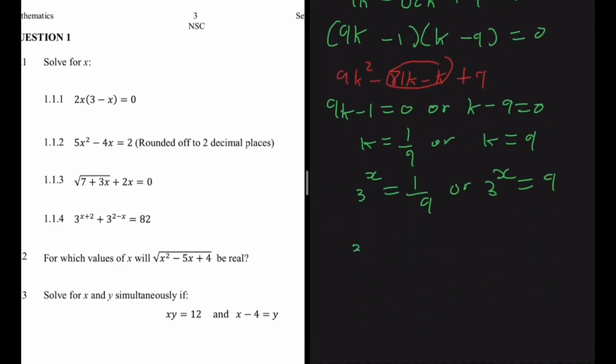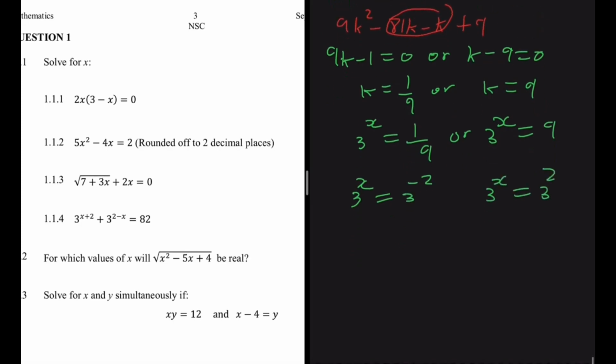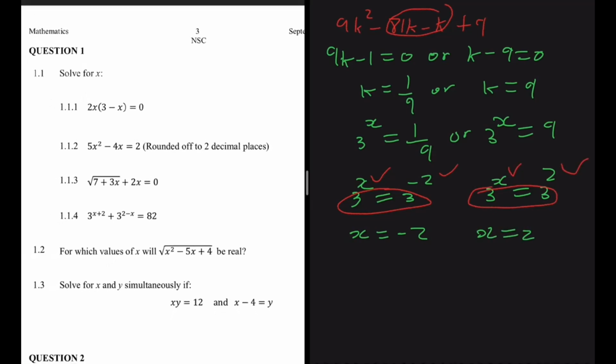So let's see. Here we have 3 to the x. 1 divided by 9, you can write as 3 to the minus 2, and here you can write 9 as 3 to the power of 2. So we have x is equal to minus 2, same bases, so we drop the bases and equate the exponents. And here we're going to have x is equal to 2, and that's how you essentially solve your problem.